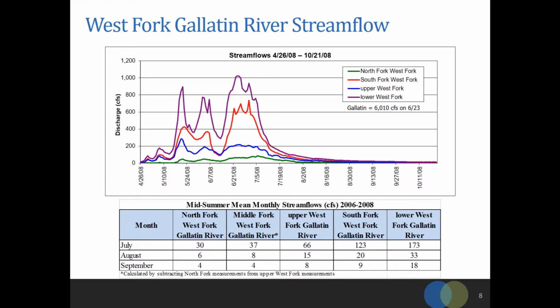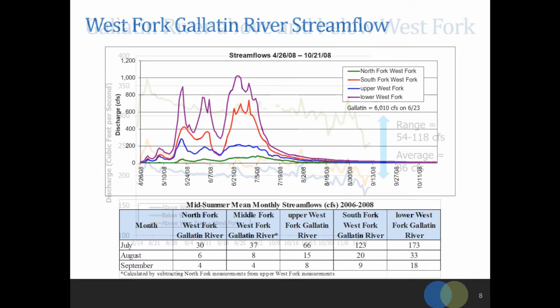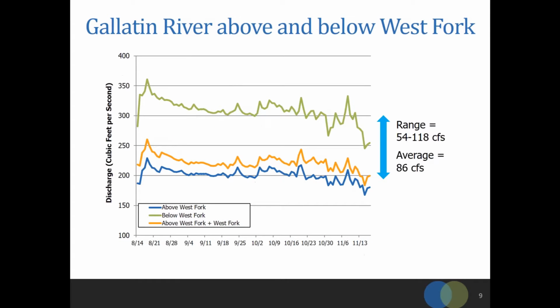So if 1,000 CFS is coming out of the West Fork, then there's 6,000 CFS getting generated at the main stem. Looking at just low flows in the same time period, I'll go kind of quick here: the North Fork at 4 CFS in September, the Middle Fork at 4 CFS, the Upper West Fork at 8, South Fork at 9, and a total average of 18 CFS coming out of the watershed at low flow during the 2006 to 2008 period.